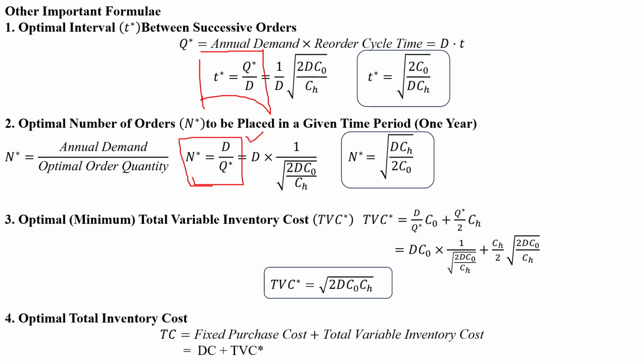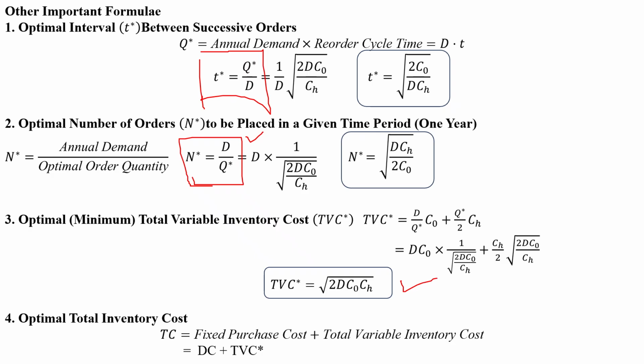So remember another formula. And one more important formula, optimal total variable inventory cost TVC star equal to D by Q star into C0 plus Q star by 2 into CH, which is equal to the root of 2 D C0 CH. You have to remember this formula.